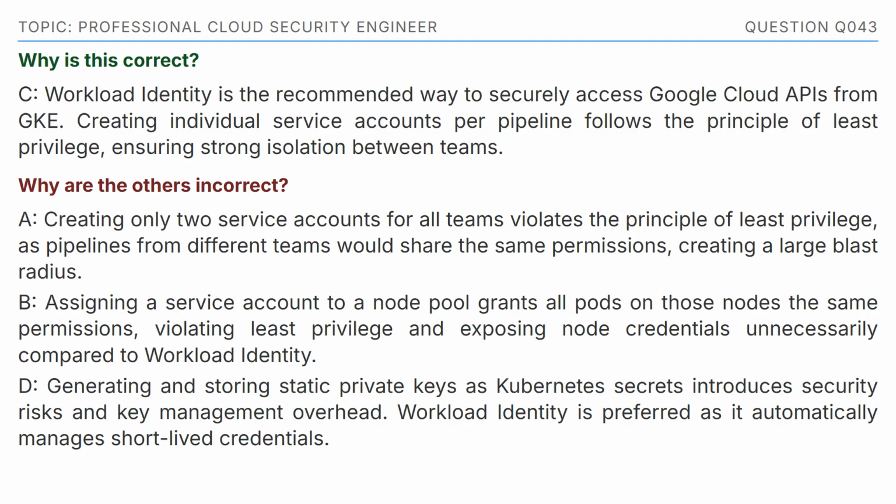A. Creating only 2 service accounts for all teams violates the principle of least privilege, as pipelines from different teams would share the same permissions, creating a large blast radius. B. Assigning a service account to a node pool grants all pods on those nodes the same permissions, violating least privilege and exposing node credentials unnecessarily compared to workload identity. D. Generating and storing static private keys as Kubernetes secrets introduces security risks and key management overhead. Workload identity is preferred as it automatically manages short-lived credentials.